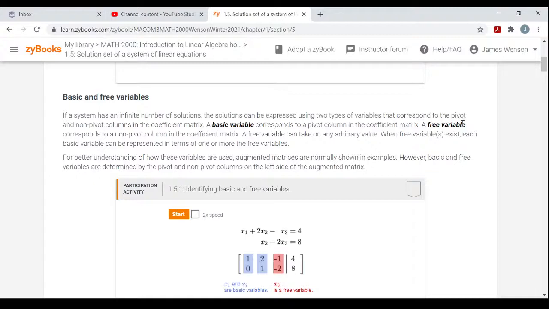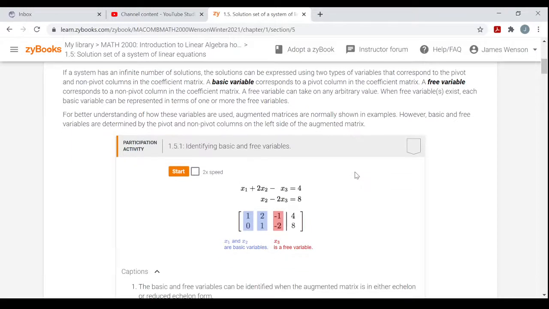A free variable corresponds to a non-pivot column in the coefficient matrix. The reason it's called free is because a free variable can take on any arbitrary value. Right? You're free to choose whatever values you wish for that variable. Some systems of equations will have more than one free variable. When free variables exist, each basic variable, which corresponds to a pivot column, can be represented in terms of one or more of these free variables.